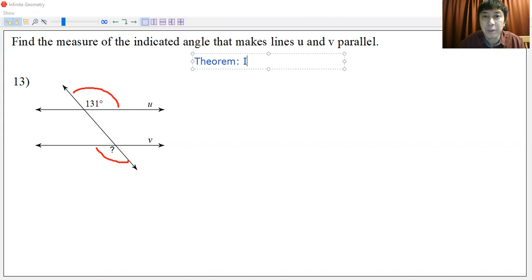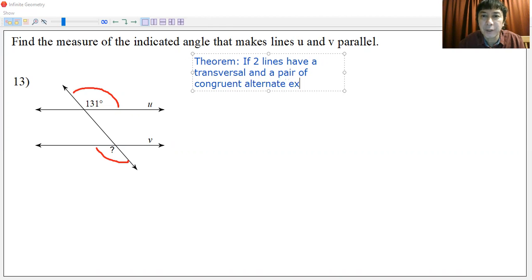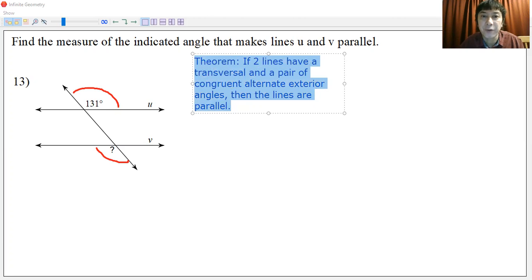And this theorem is, if two lines have a transversal, and a pair of congruent alternate exterior angles, then the lines are parallel. There. This is our third theorem. Let's copy it for pasting the next lines.